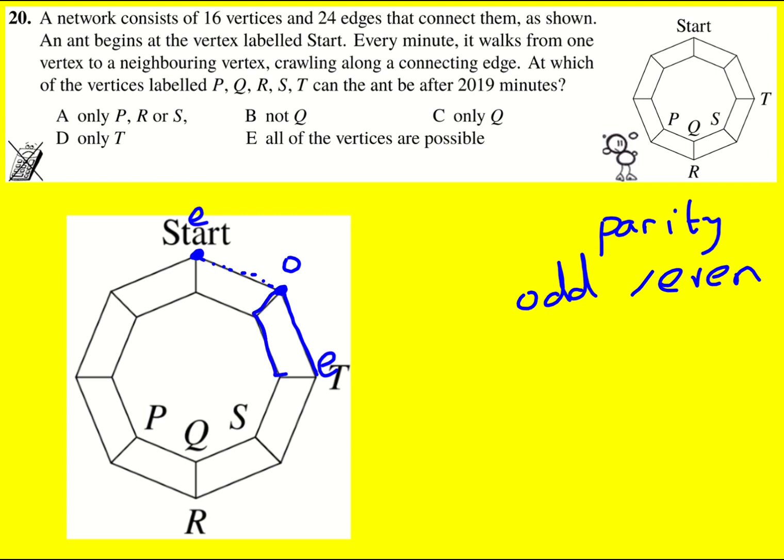Again, you could go this way, this way, this way. Instead of it being after 2 minutes, it could be after 4, but it would still be an even number of minutes. And that's what I mean by the parity. It's always going to be an even number of minutes to get to T. So there's no way that we can get to T after 2019 minutes. I can rule that one out.